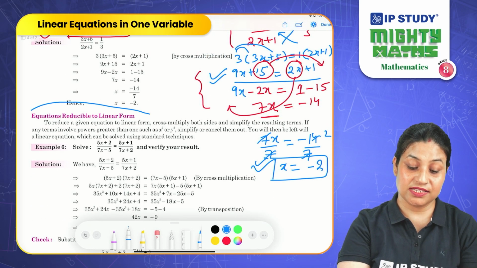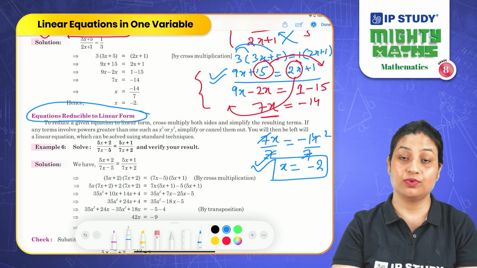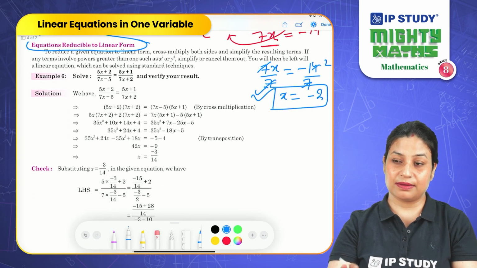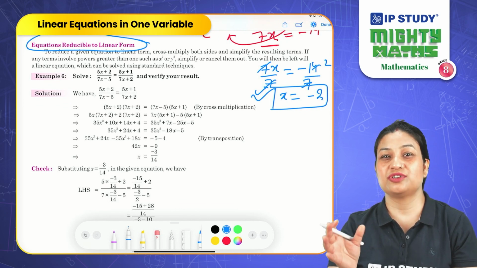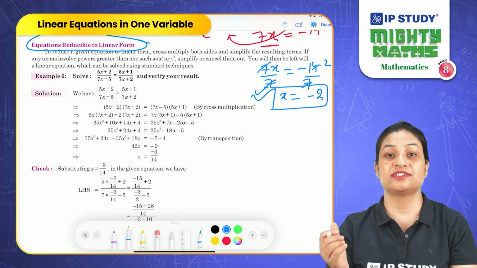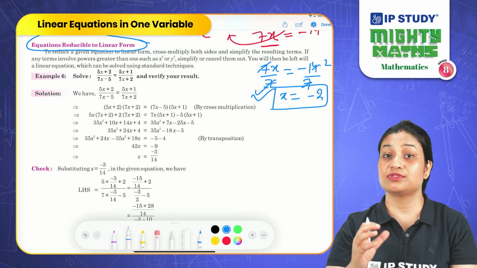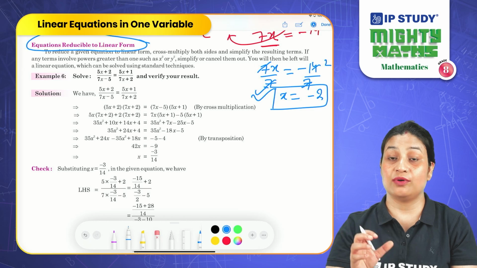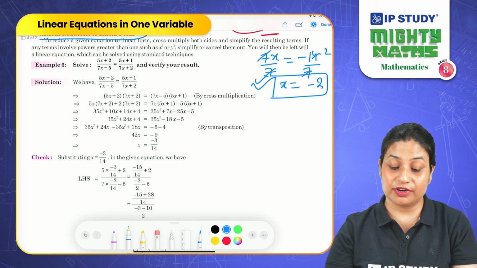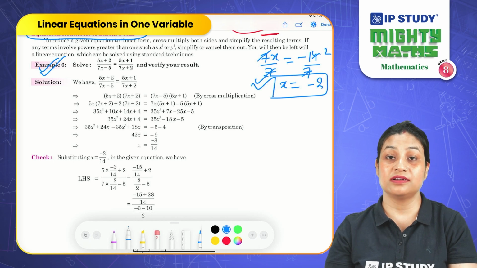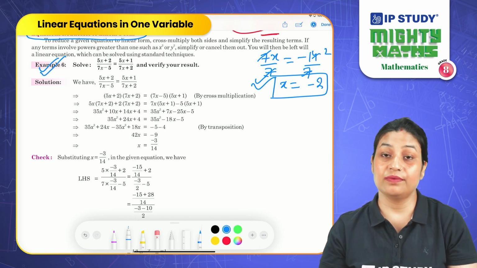The next topic is equations reducible to linear form. So dear student, we have discussed some kinds of linear equations in which you have to find out the value of a variable, right? Some complex equations are also there. Let's see how to solve these complex equations in order to find out the value of an unknown variable. So in order to understand that, we have example number 6, right? So how are we going to do that?